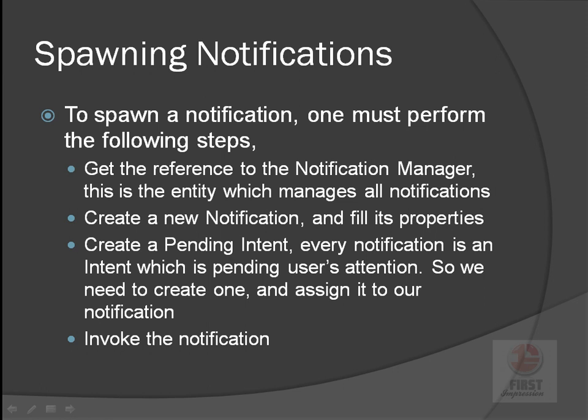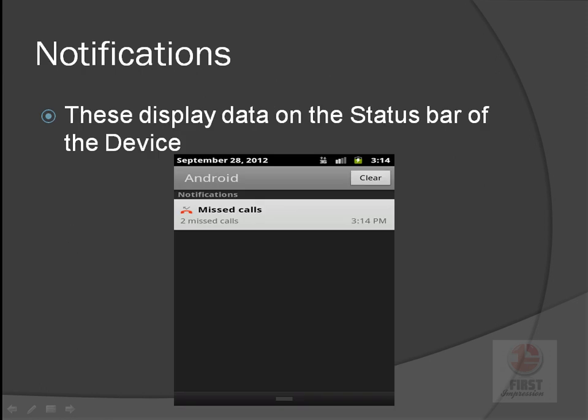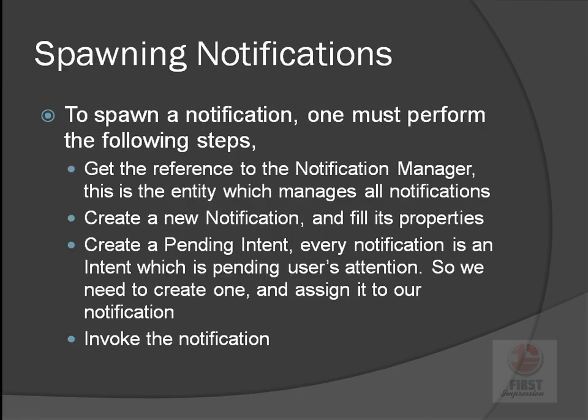Every notification that you see on the screen will launch an activity when you click on it. For example, in our previous case, if I click on these 2 missed calls, I'll be getting the call log of my device. That call log is one activity. So you have to create a pending intent. A pending intent indicates that that intent is not yet called. It is pending to be called whenever the user clicks on the notification. So once you are done with creating the pending intent, you have to assign that pending intent to our notification, and you have to invoke the notification.